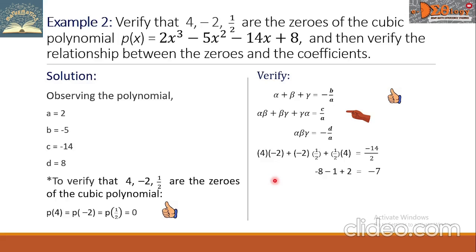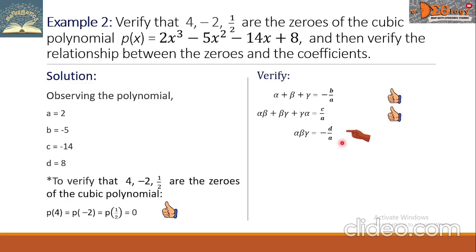4 times negative 2 is negative 8. Then negative 2 times 1 half will give negative 1. 1 half times 4 is positive 2 equals, we simplify this fraction as negative 7. When we simplify the left side, it will give us negative 7 that is equal to the right side. Therefore, we're able to verify the second relationship.